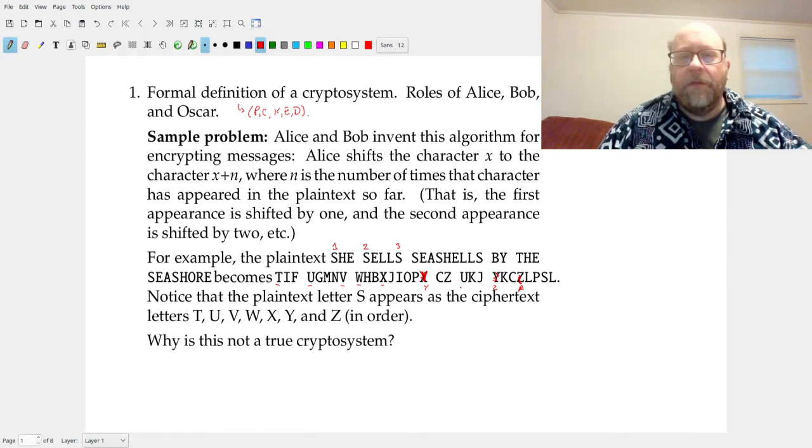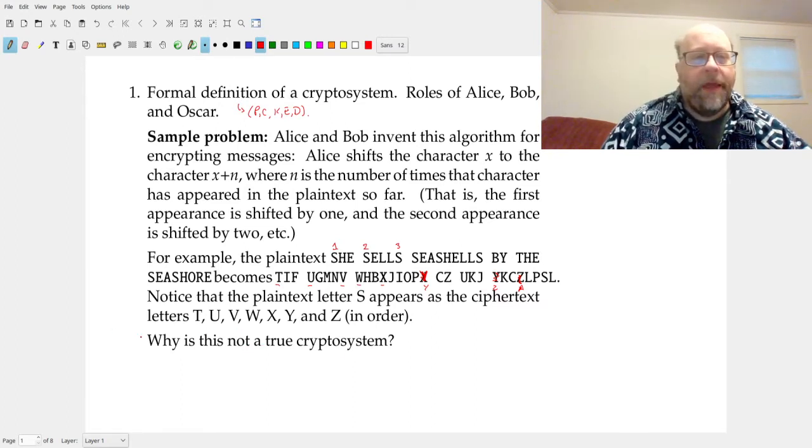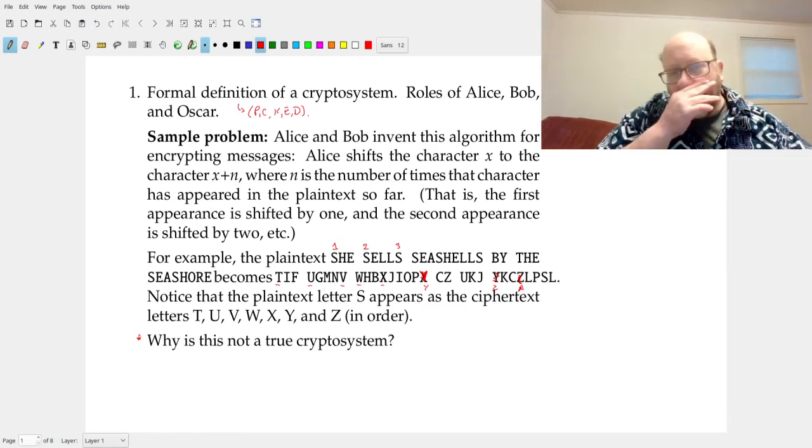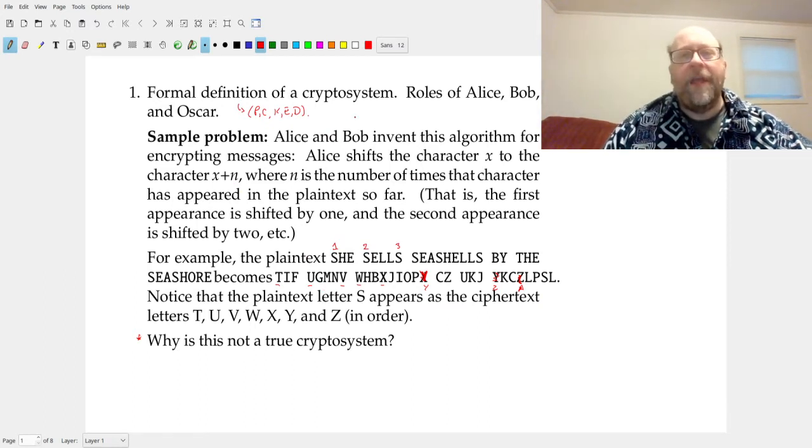But the question is, why is this not a true crypto system? We can specify what the plain text characters are, the ciphertext characters are. There's really only one key. It's this algorithm here. But here's the problem. A crypto system requires that the decryption of the encryption of any letter gives you that letter back. That means the encryption function has to be invertible.